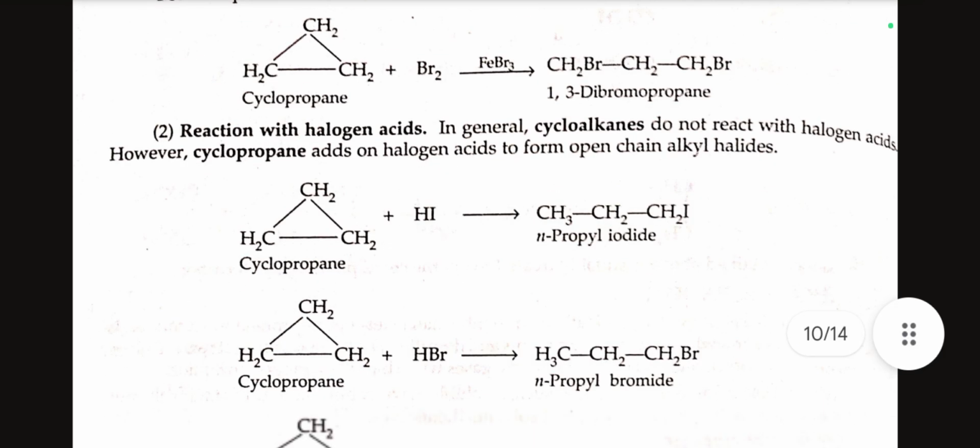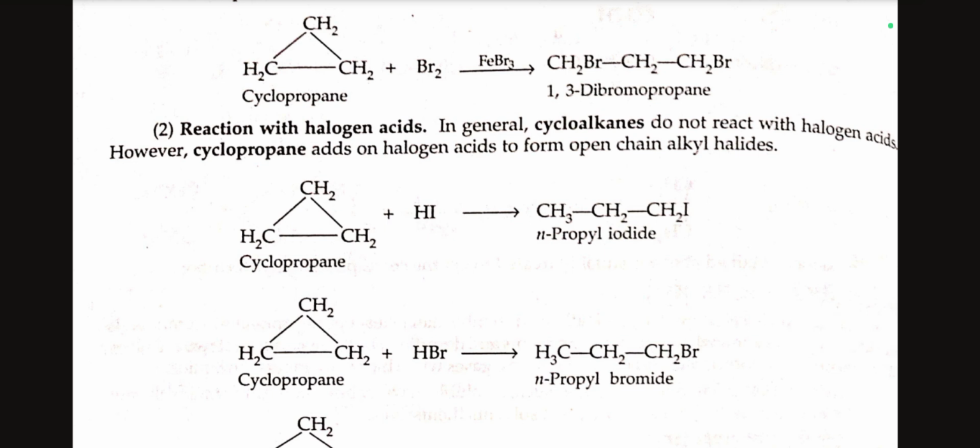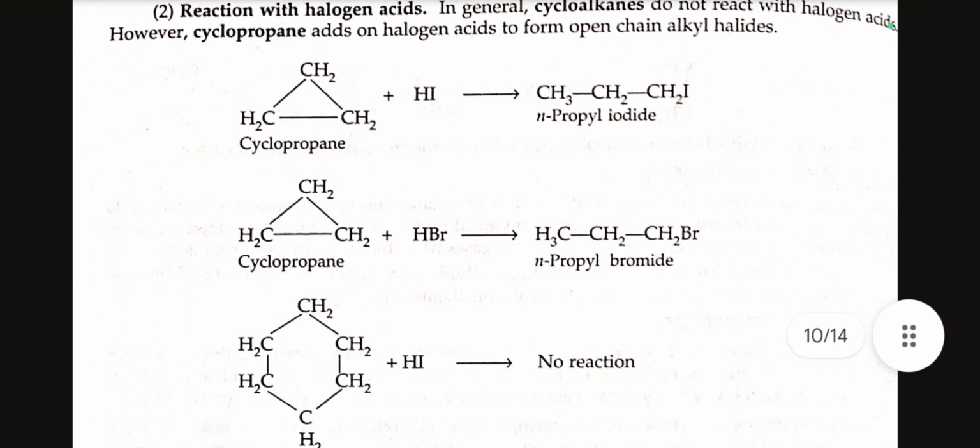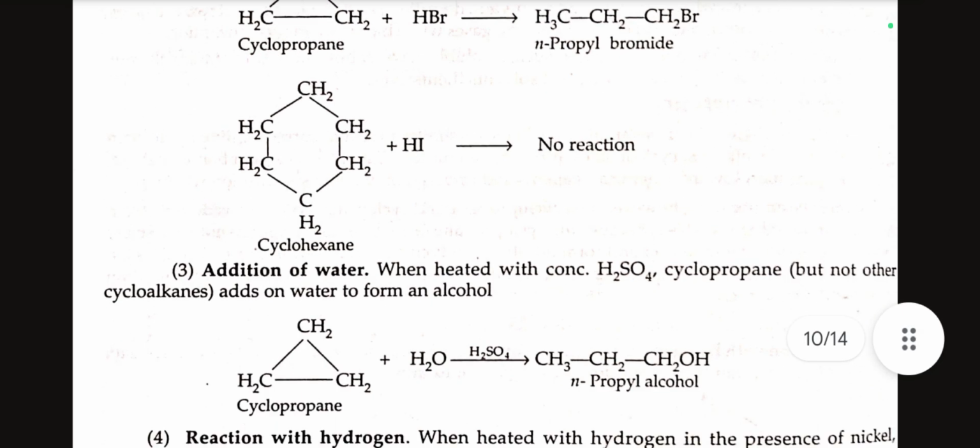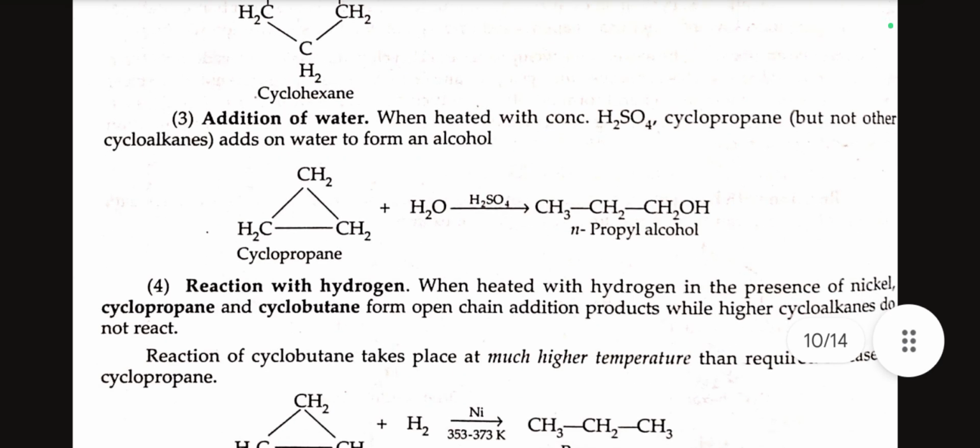Reaction with halogen acids. In general, cycloalkanes do not react with halogen acids. However, cyclopropane adds on halogen acids to form open chain alkyl halides. For example, cyclopropane plus HI gives us n-propyl iodide, and cyclopropane plus HBr gives us n-propyl bromide. Addition of water. When heated with concentrated H2SO4, cyclopropane but not other cycloalkanes adds on water to form an alcohol. For example, cyclopropane plus H2O in the presence of H2SO4 gives us n-propyl alcohol.